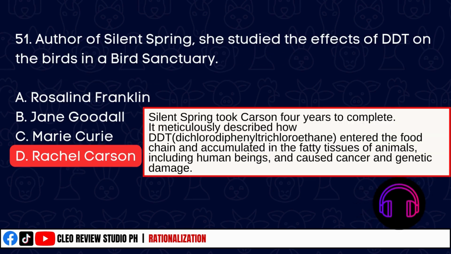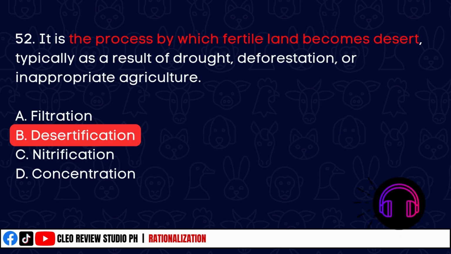Author of Silent Spring, she studied the effects of DDT on the birds in a bird sanctuary. The correct answer is option D, Rachel Carson. Okay, number 52 na tayo. Meron agad tayo ditong keywords. The process by which fertile land becomes desert. So the correct answer is desertification.